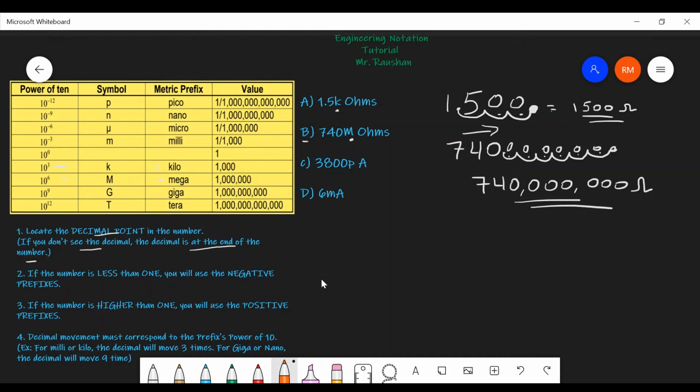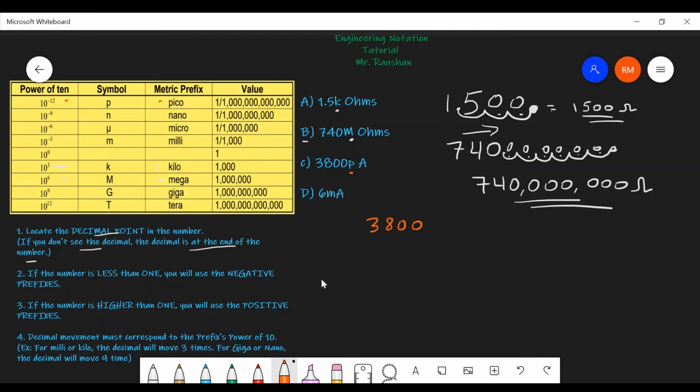Let's do C and D with a different color. Alright, let's do it with orange. So look at C. Now, C is 3800 pico. This P for pico, right? Where's pico at? Pico is right here. What's the power for pico? Negative 12. That means we must move the decimal 12 times. But first, let's locate the decimal first, right? So let's write the numbers down here. 3800 pico, 3800 pico. Alright, pico amps, right?